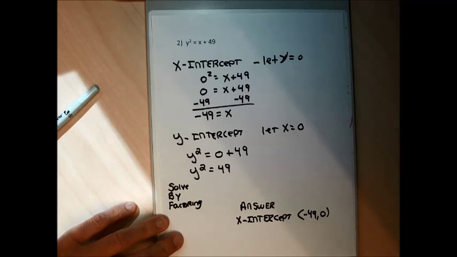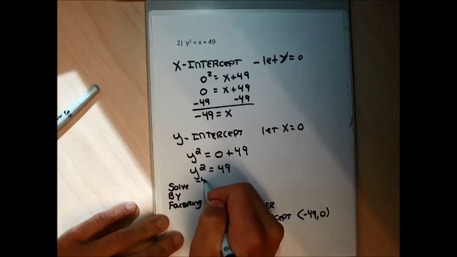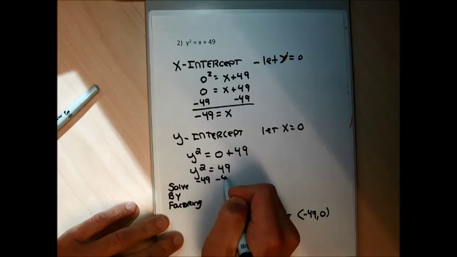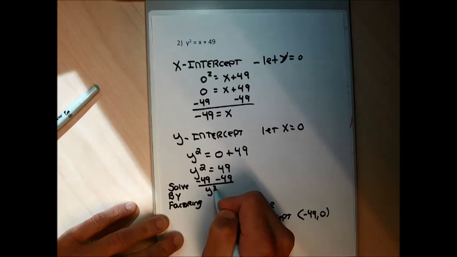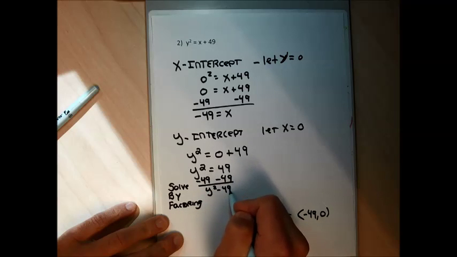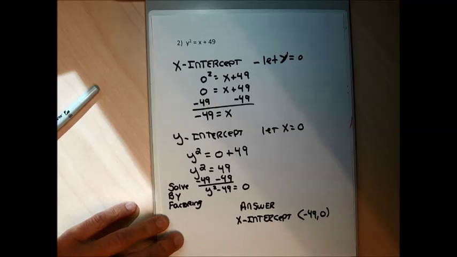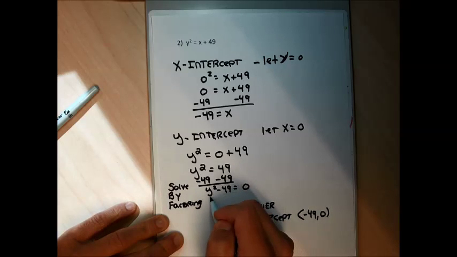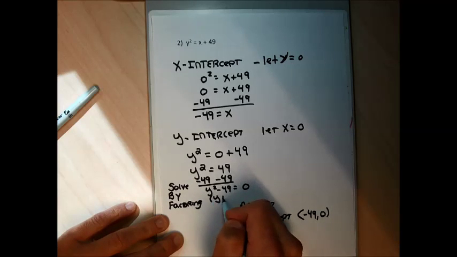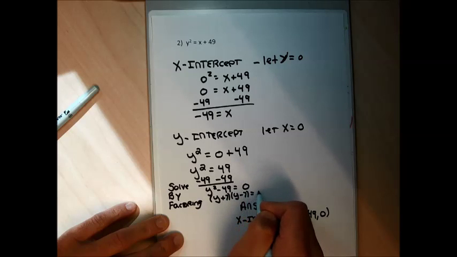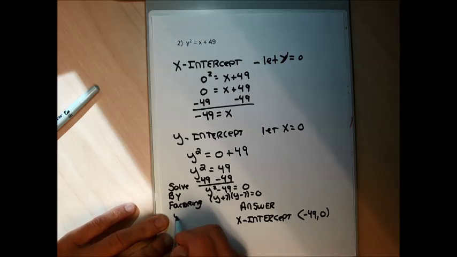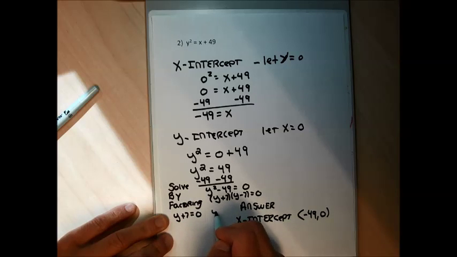To solve the y-intercept by factoring, I need to get the problem set equal to 0. So I'm going to minus 49 from both sides. That will give me y squared minus 49 on the left side and 0 on the right side. Then I'll factor this. This factors into y plus 7 times y minus 7 equals 0. Now that I have it factored, I'll set each of the factors equal to 0. I'll go y plus 7 equal to 0, y minus 7 equal to 0.